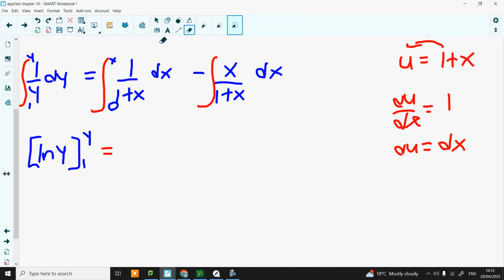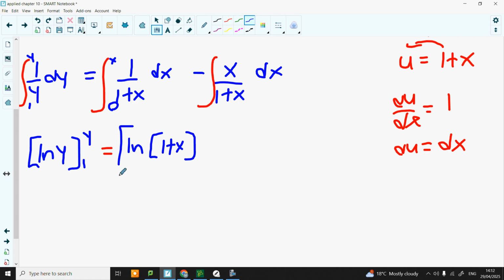What do you think the answer to this one is? Anybody? ln 1 plus x from x and 0. Now the hard one's this one.